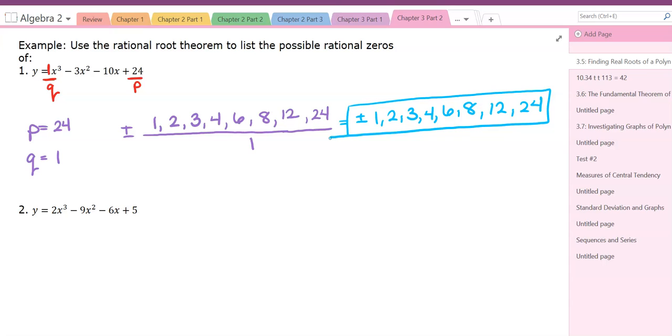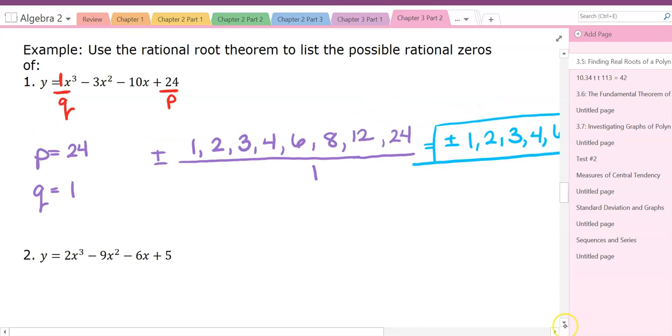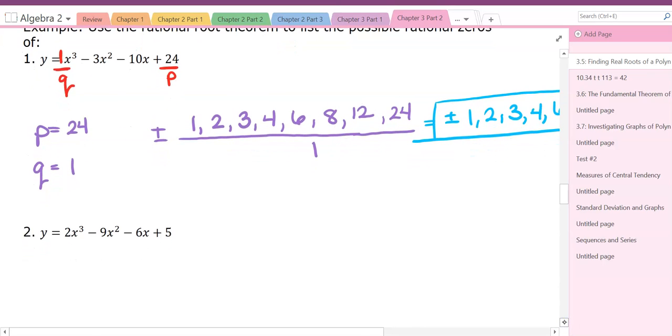Okay, so you guys go ahead and try number 2. Write out what your P and Q should be, and then write out your factors.